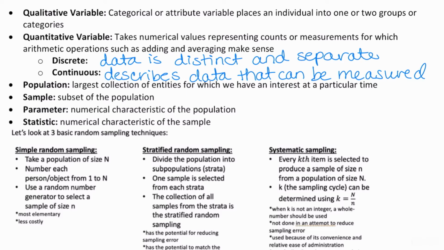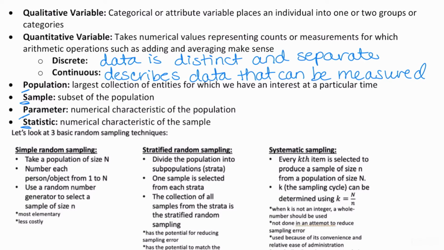A statistic is also a numerical characteristic, but of the sample. And I want you to realize S in sample, S in statistic, and P in population, P in parameter. So that's the difference between population and sample, parameter, and statistic. And notice also that the course name is statistics. It's really not called parameters because it's really not feasible a lot of times. It's very costly, very time consuming to gather data for an entire population. And so it is important for us to look at samples instead.